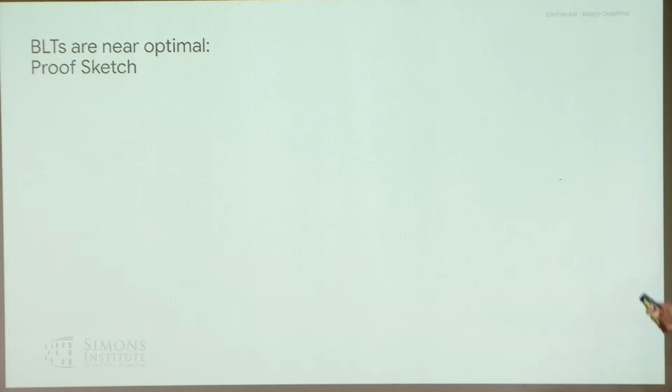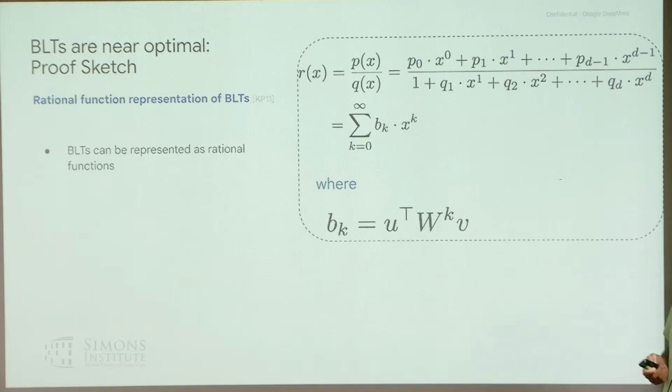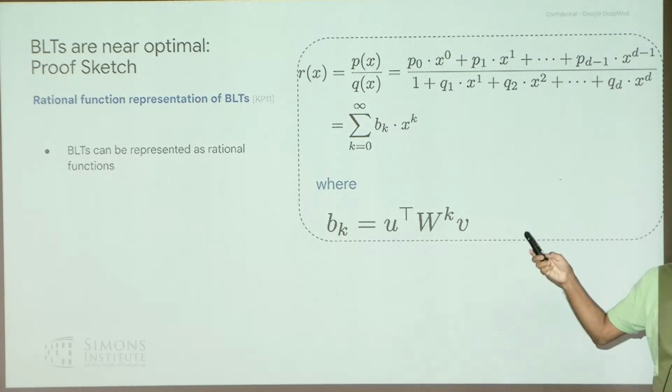So let's give the proof sketch for this, and that's what we introduce. First, we'll use a rational function representation of BLTs. This is very well studied in math literature. So what is a rational function? We are defining it in a very particular way.